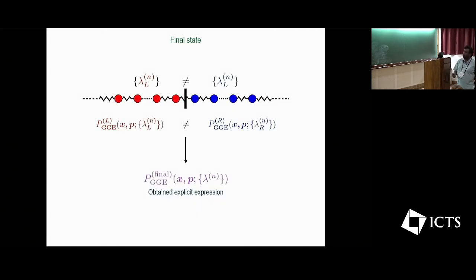And not only that, if you consider this problem in a finite system, you take the continuum limit by considering the lattice size going to 0. In that case also you can compute the final GGE state. So you have two GGE states on two parts, and then let them evolve, and the system goes to a final GGE state characterized by another set of parameters, and all these parameters can be computed. We have an explicit expression for those and the full distribution in terms of these parameters.